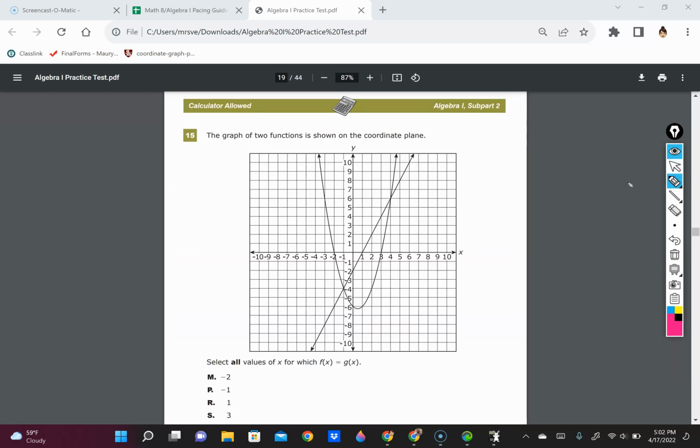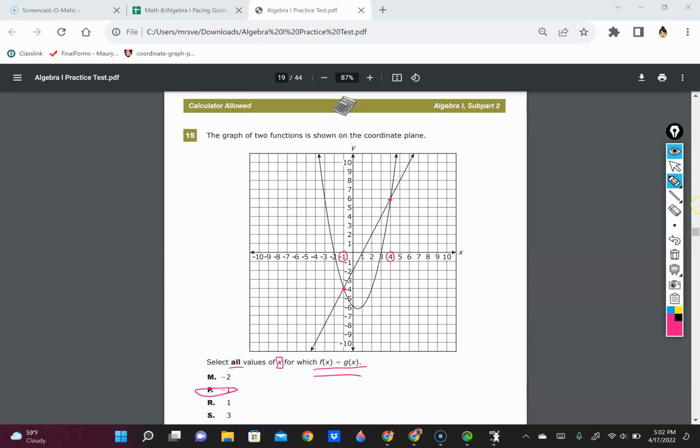Number 15, the graph of 2 functions is shown. Select all the values of x for which f of x equals g of x. So we want the values of x here. Where they equal are your solutions, or where they cross. So the x value here is negative 1, and the x value here would be 4.